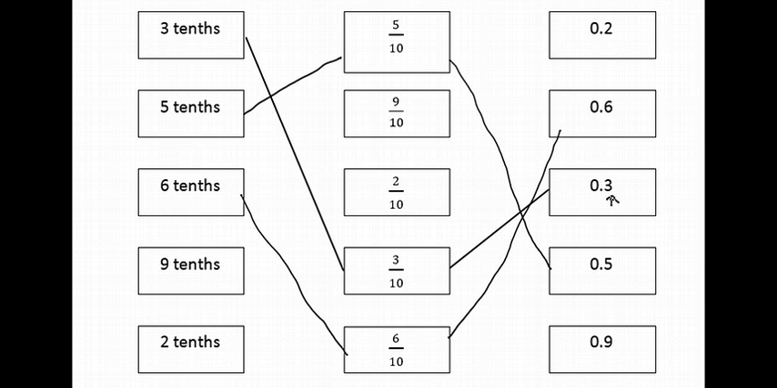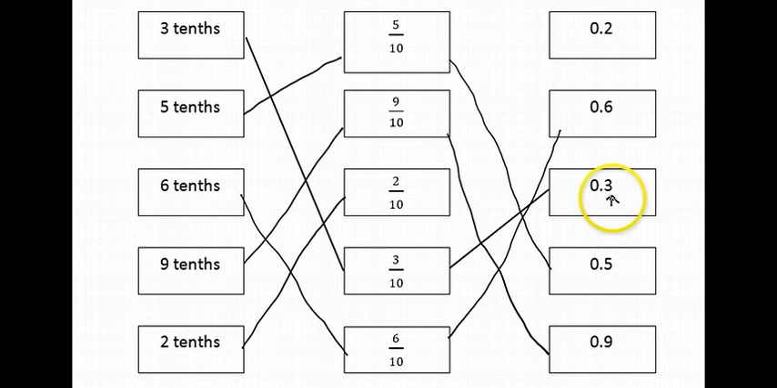Here I have 9/10, so looking for the fraction, that's 9/10. And then the decimal would have a 9 in the tenth spot. And finally we have 2/10, so that would be 2/10 as a fraction. And in my decimal, I need the 2 in the tenth spot.